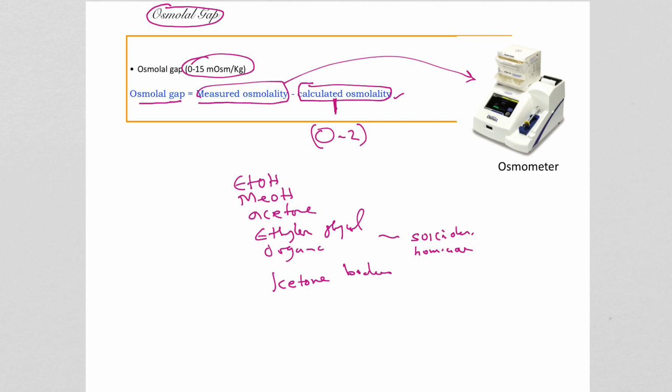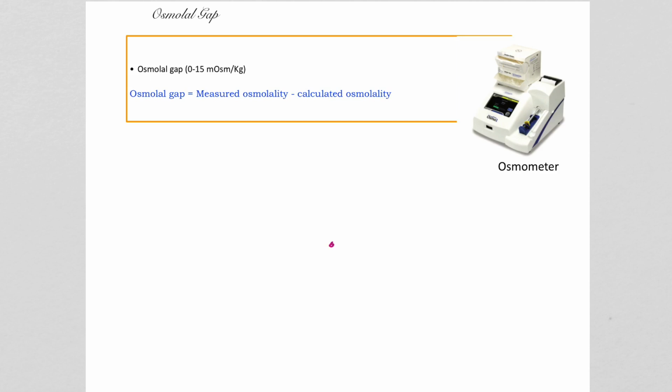So what happens is, if you had some other particle like ethanol or acetone or a ketone body, this value is going to increase, because the instrument is going to measure that particle. While the calculated osmolarity is not going to change, because that ethanol or acetone or ketone body is not considered in the calculated osmolarity. So because this increases and this remains the same, the osmolal gap will therefore increase.